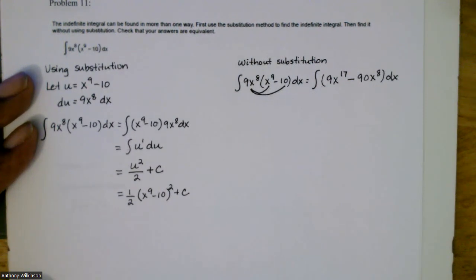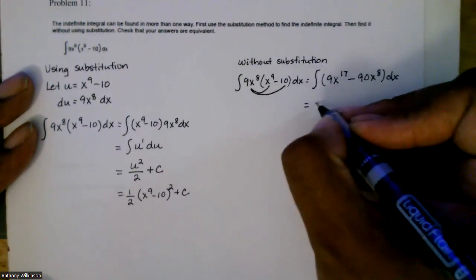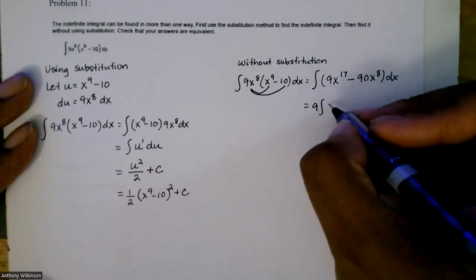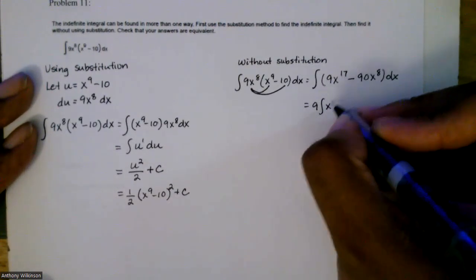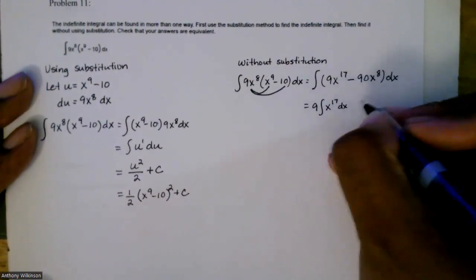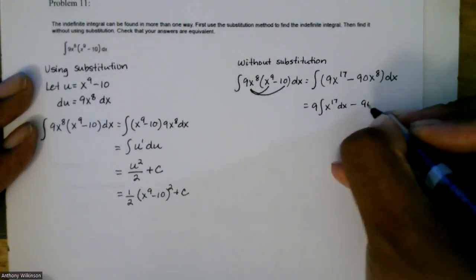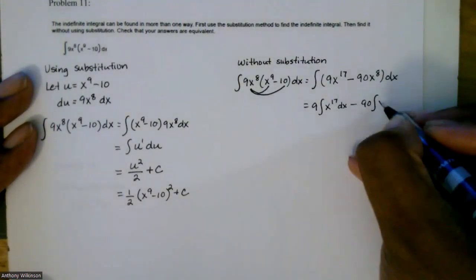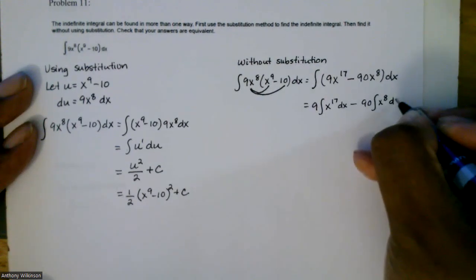And then we'll integrate each piece here. I'm going to pull the 9 in front of the integral sign, so I have 9 times the integral of x to the 17th dx minus, and I'll pull the 90 in front of the integral of x to the 8th dx.